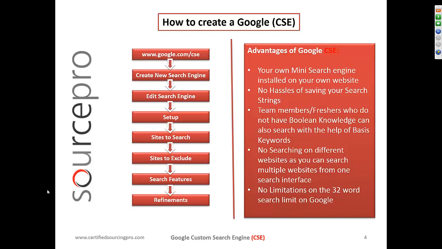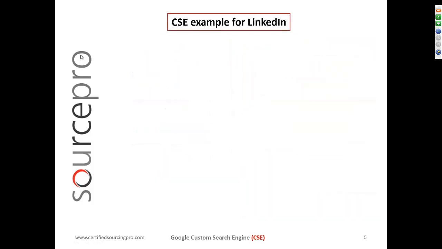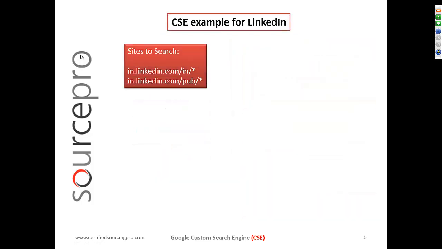Now, Google has a limitation of 32 words, which you can refine by using this custom search engine. So basically you're refining a lot of keywords or a lot of Booleans, so that under different tabs you can get different results. This is how the custom search engine works.